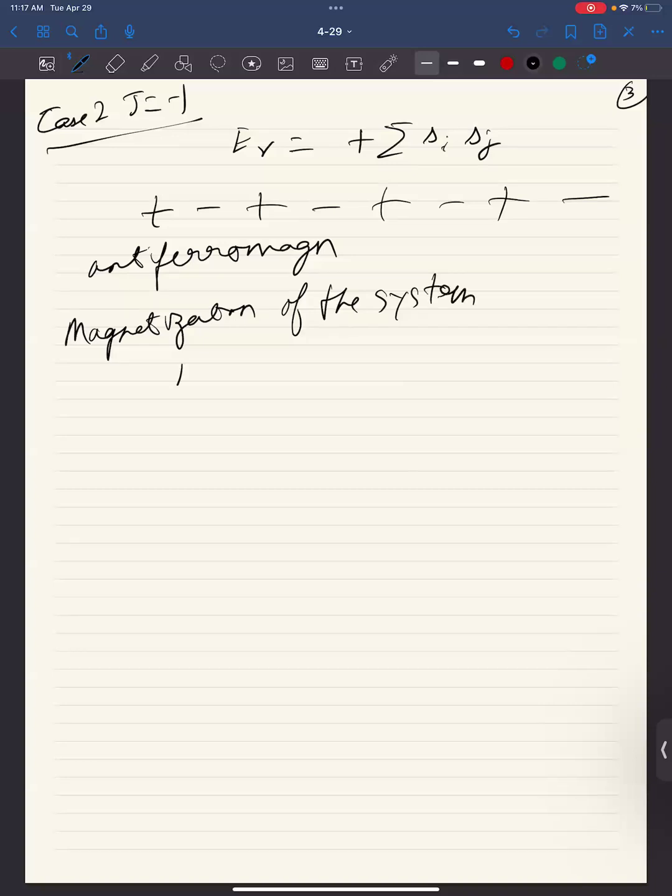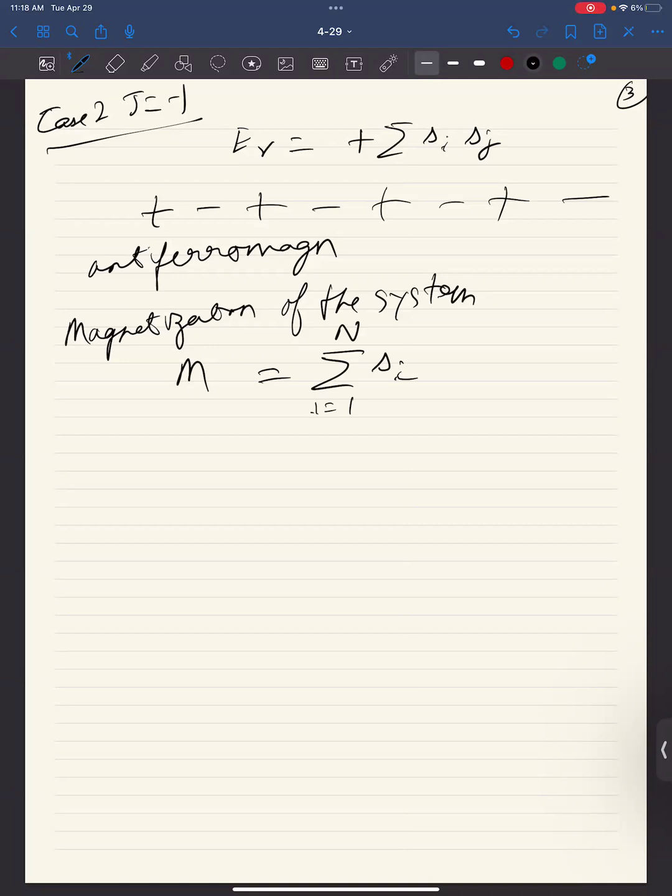Magnetization of the system, M, is going to every spin and summing it up. So what is the value of M for the ferromagnetic case? It is plus N or minus N, right? And you can also define M per spin. If you divide M by N, then it becomes an intensive quantity. So it is plus 1 or minus 1.